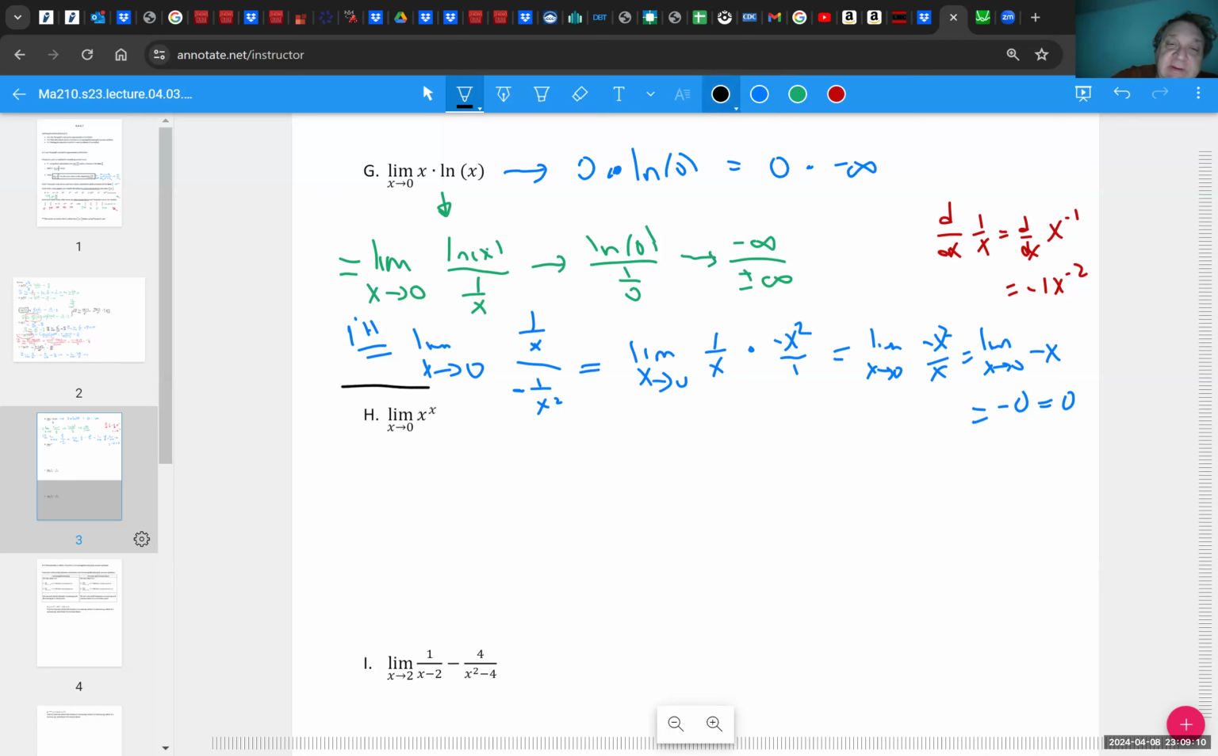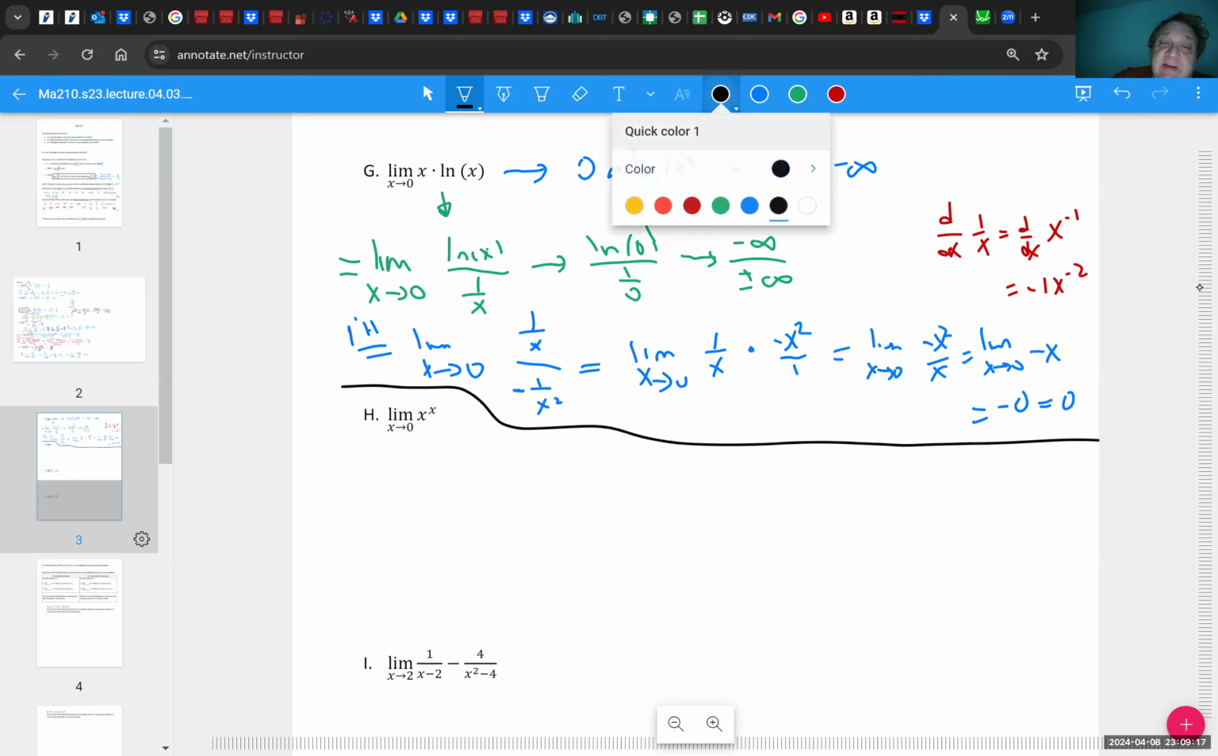All right, so let's look at example H. We have the limit as x approaches 0 of x to the x. When I plug in 0 directly, it becomes 0 to the 0, and 0 to the 0 is one of our indeterminate forms. So we're going to be able to use L'Hopital's rule as long as we simplify this in some way to make it look like 0 over 0 or infinity over infinity.